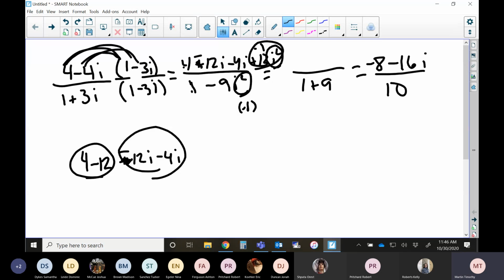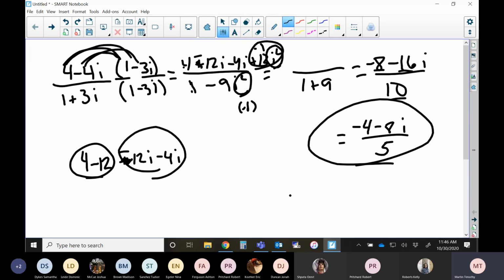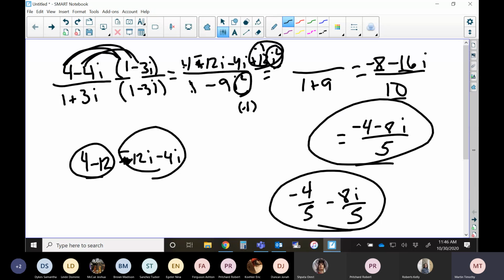And then what number goes into 8 that also goes into 16 that also goes into 10? 4 and 5. No, 2 goes in all of them. So it should be negative 4 minus 8i over 5. And another way of writing that is negative 4/5 minus 8i over 5. That could be another way that you write it. If you leave this, that's cool for me. Okay. All right? Yeah, I got it.